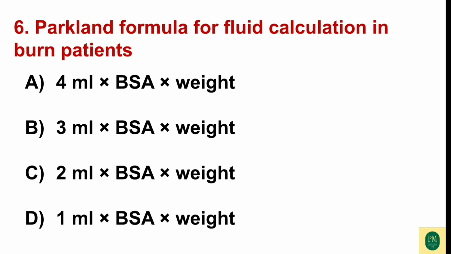Parkland formula for fluid calculation in burn patients. Option A. 4 ml into BSA into weight. Option B. 3 ml into BSA into weight. Option C. 2 ml into BSA into weight. Option D. 1 ml into BSA into weight. The correct option is option A. 4 ml into BSA into weight.